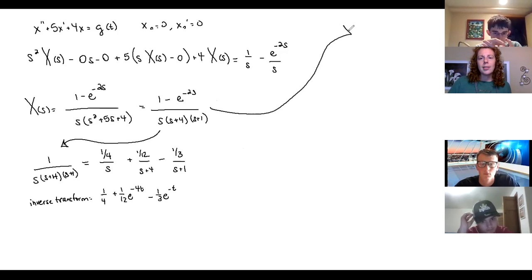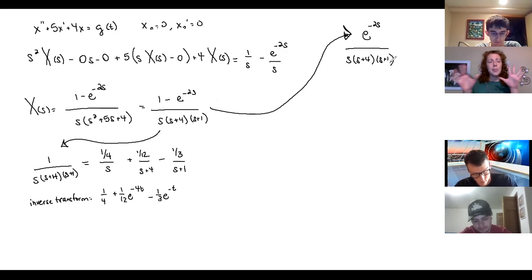So we also need to do the inverse transform of e to the negative 2s over s plus 4, s plus 1. And then I'm going to subtract the two pieces. I know I have a minus that I don't have out in front right now, but I'm going to subtract my two pieces with t's when I'm done. I'm just leaving the minus off for this particular instant, and then I'm going to subtract when I'm done.